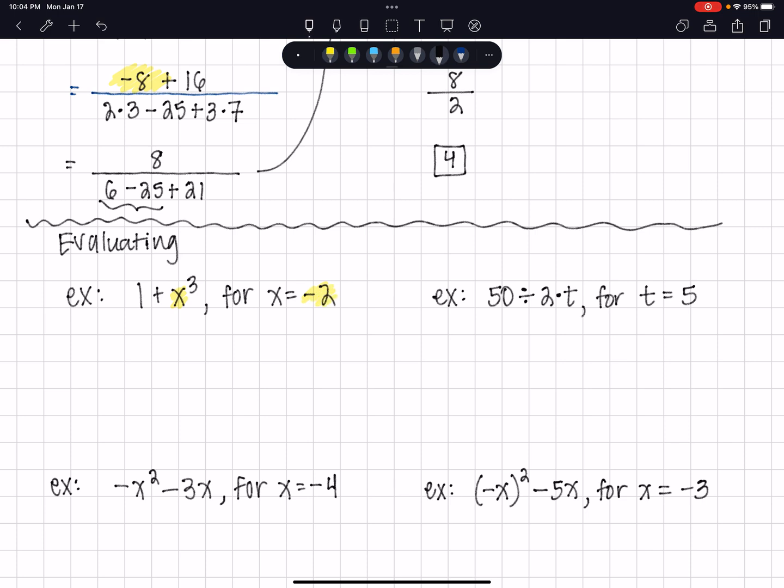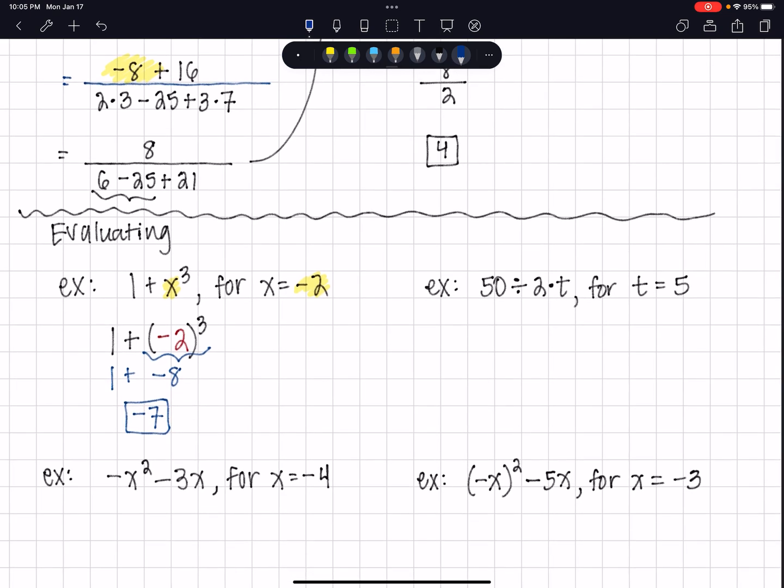So I think of it this way. Instead of 1 plus x cubed, I rewrite my variable with parentheses, and then I raise it to the third power. And inside those parentheses, I'm going to replace the x with a -2. And now I perform my order of operations. I have 1 plus -2 cubed, which is -8. 1 plus -8 is -7.